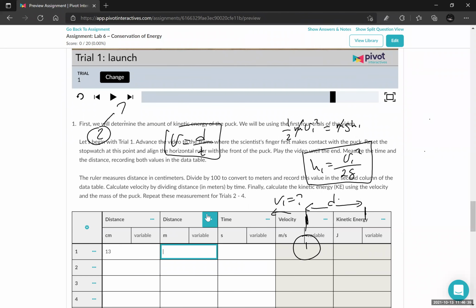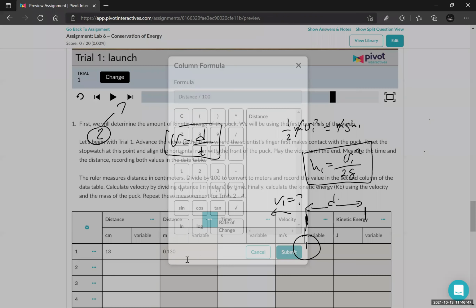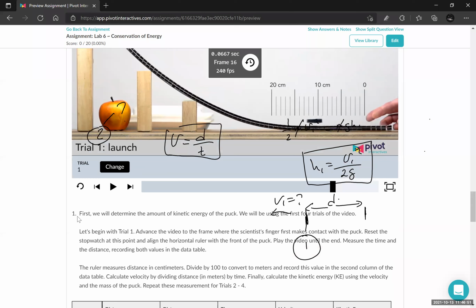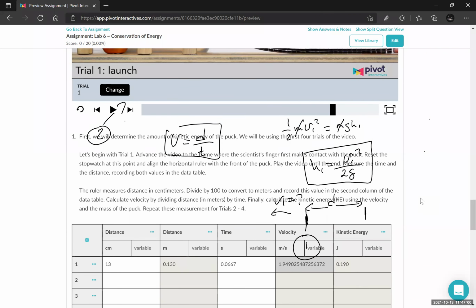Then this is the distance in meters, which you can do by taking the distance in centimeters and dividing it by 100. Then it converts to distance in meters. Then we plug in the time, and you can see 0.0667. Then it's going to give you not only velocity, it's already going to calculate for you, but it's also going to give you kinetic energy. So you can right away get the kinetic energy.